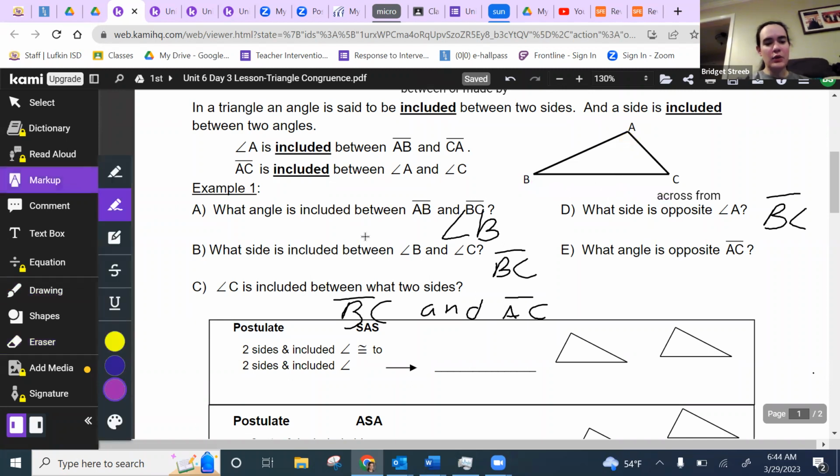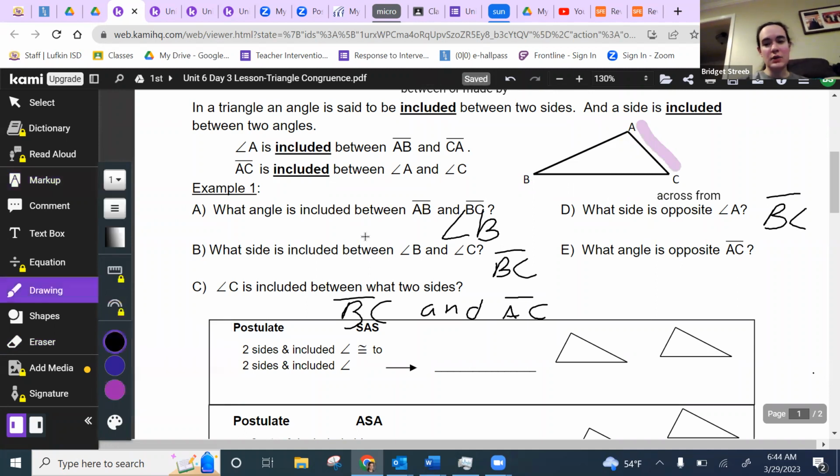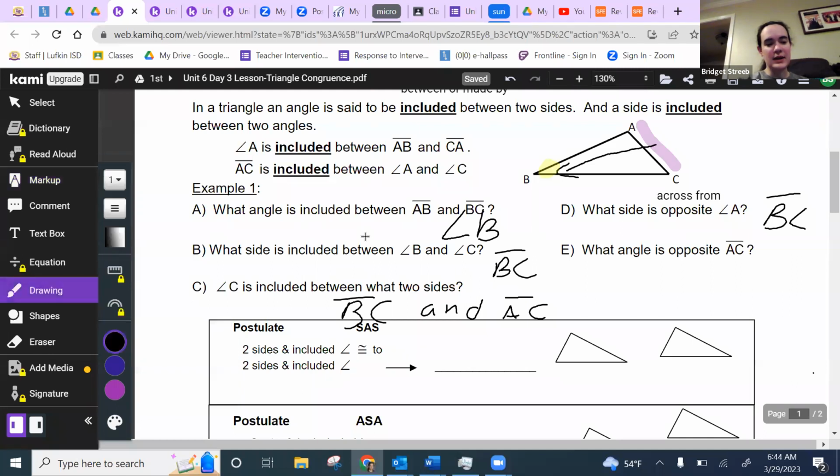Next up, we want the angle that is opposite segment AC. So again, opposite means across from. So we're going to the opposite side of the triangle and finding our angle, and that is angle B. Okay, that was angle B as in boy.